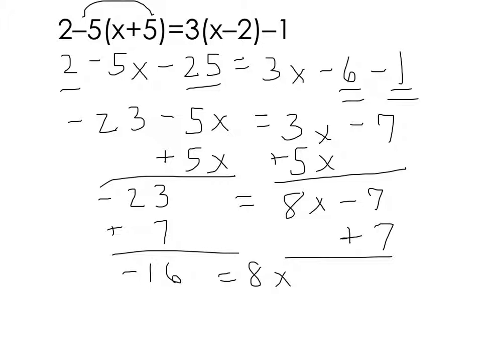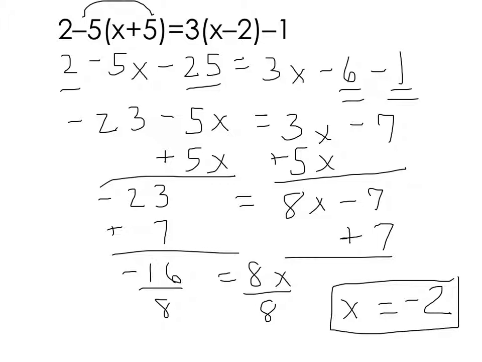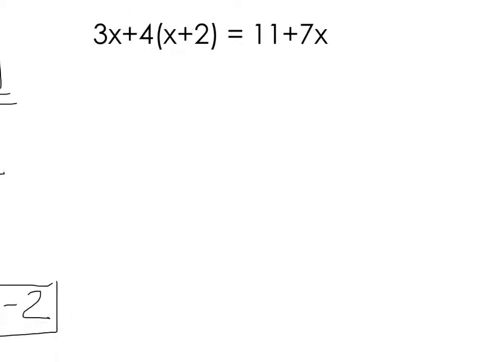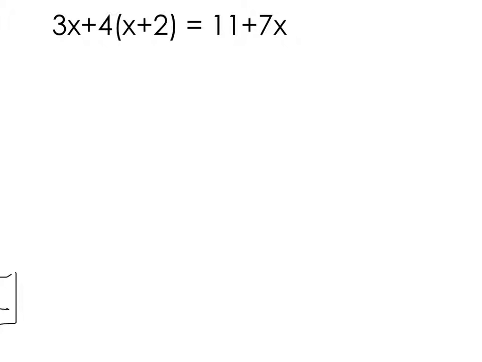I need to isolate the x. I need to get rid of that 8 times. I do that by dividing both sides by 8, and that gives me the solution x equals negative 2. You can write negative 2 equals x or x equals negative 2, either way. So that is our solution. And as always, it's a good idea to put that solution in the original equation and check and make sure it is correct.